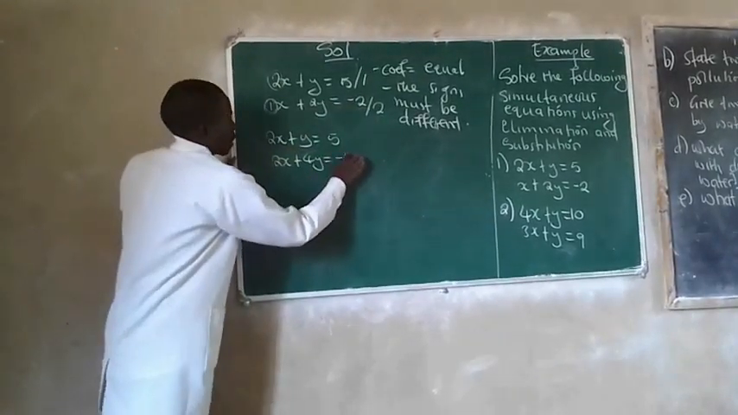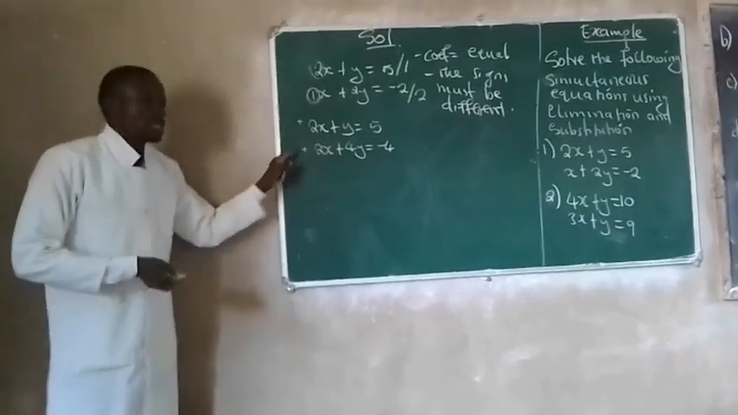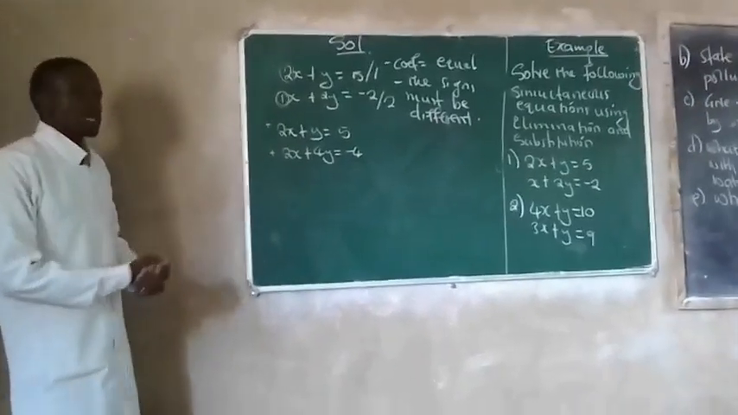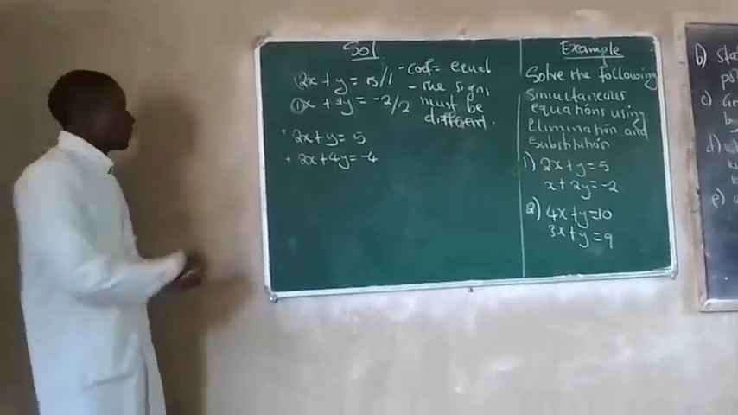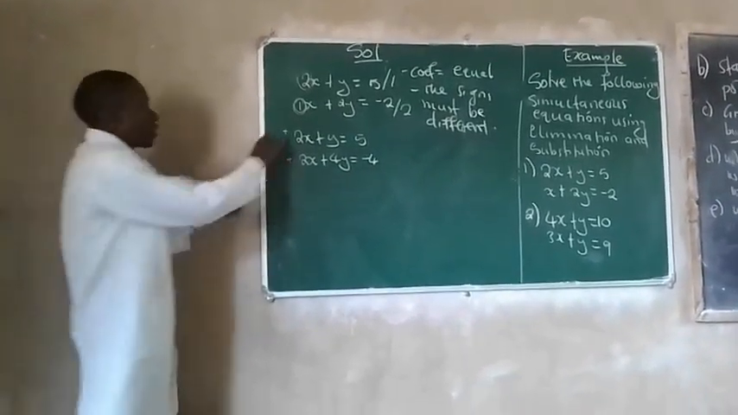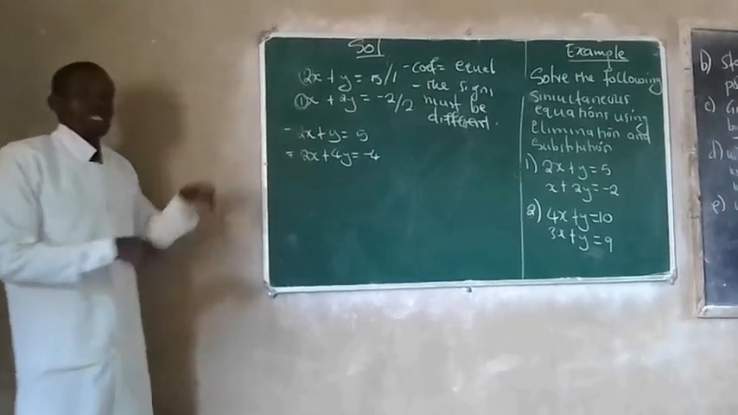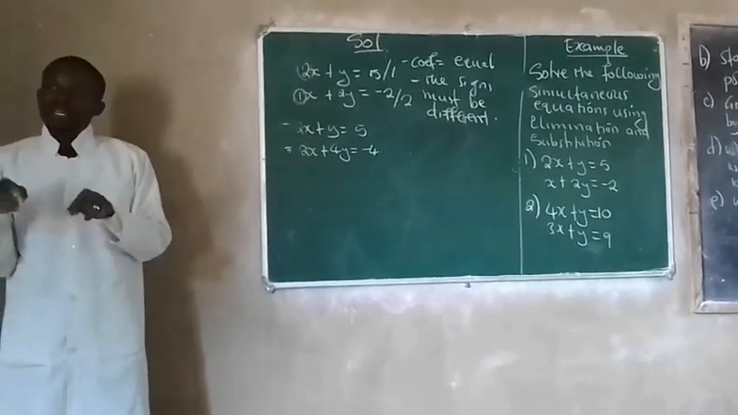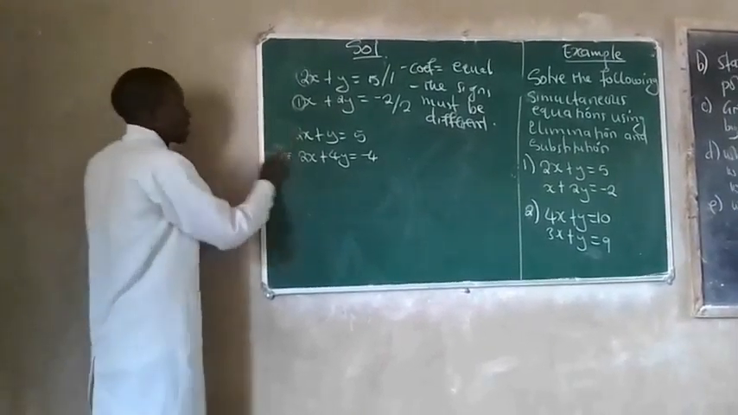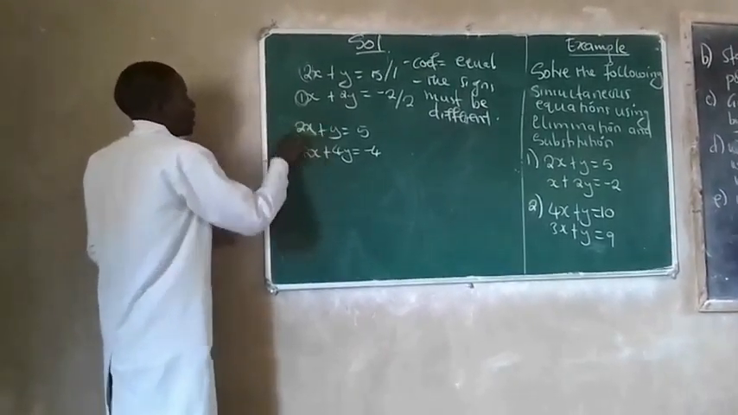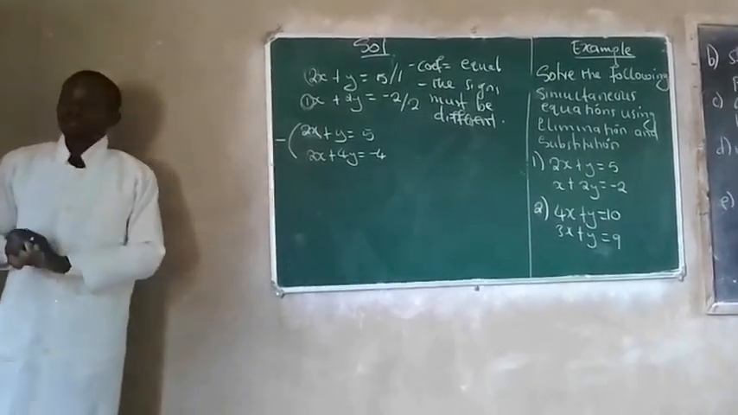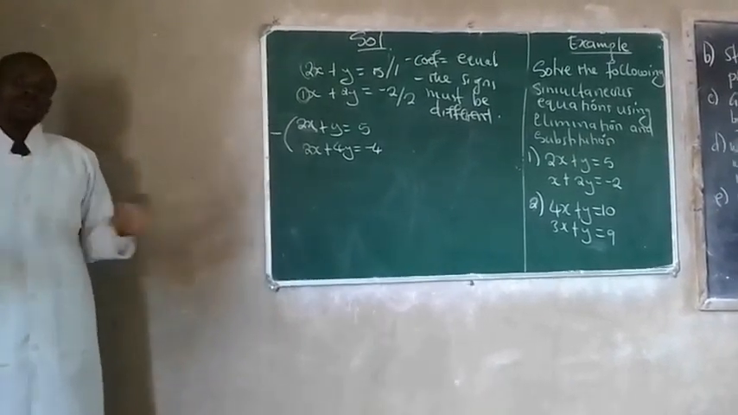Negative 4. So because the coefficients are the same, we cannot eliminate. So what do we do? We introduce a negative. So if the signs are the same, introduce a negative. Even if you have minus, still introduce a negative. A negative will make you have a different sign. So in this case, we have our 2x, and we are going to introduce a negative. Then we combine the two equations.